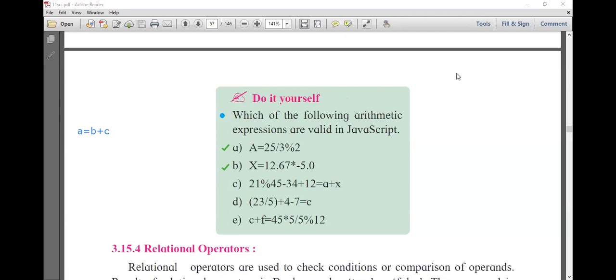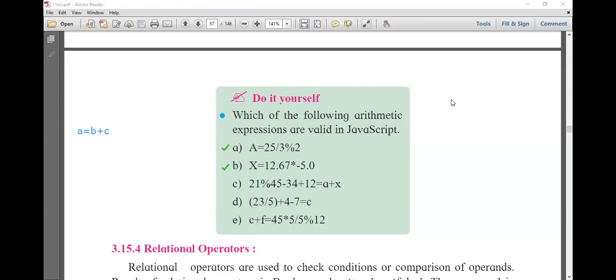Swarup is saying valid. Rohan is saying valid. Joshi is also saying valid. Okay, that was for the previous one. What is the answer? X is equal to 12.67 into minus 5.0. Chaitrali is saying valid. Yes.